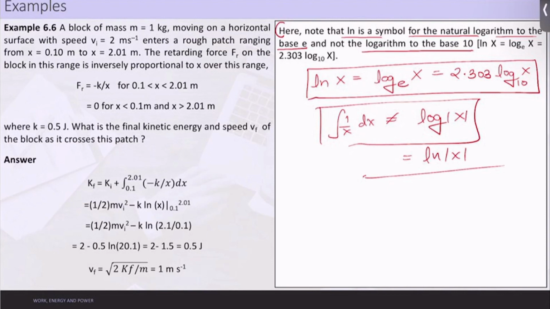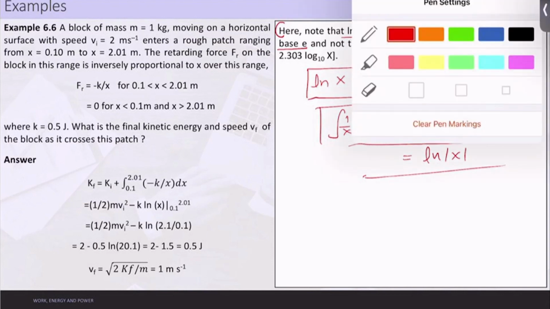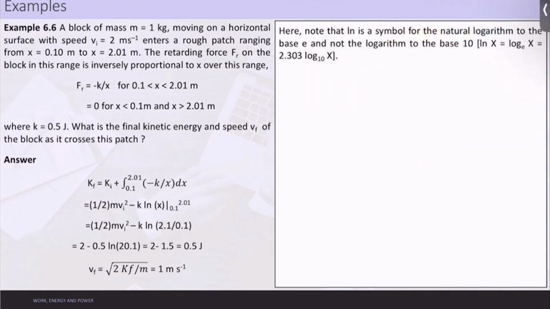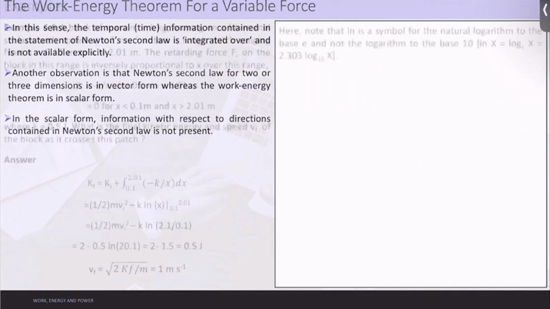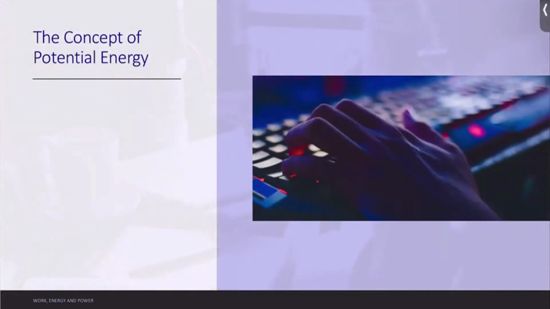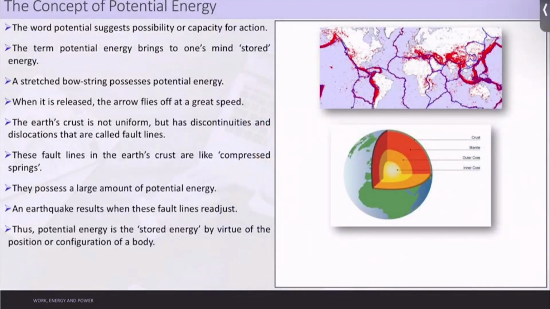So moving on, this is the ending of this subtopic, which was based upon understanding the work energy theorem for a variable force. Okay. That being completed, now let us understand a new subtopic which is called potential energy. Before this, we have understood kinetic energy. Now we will understand another type of energy which is called potential energy. Okay. So let's start this subtopic, that is the concept of potential energy.